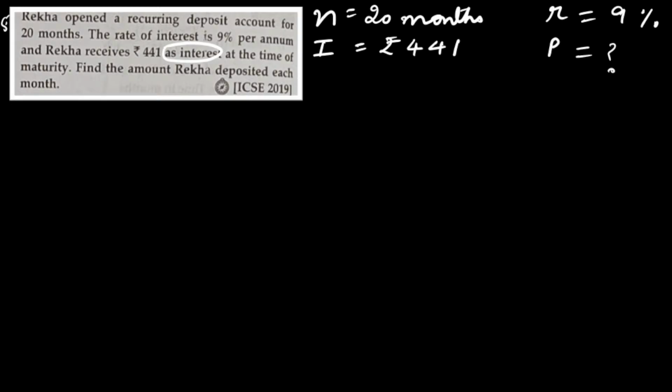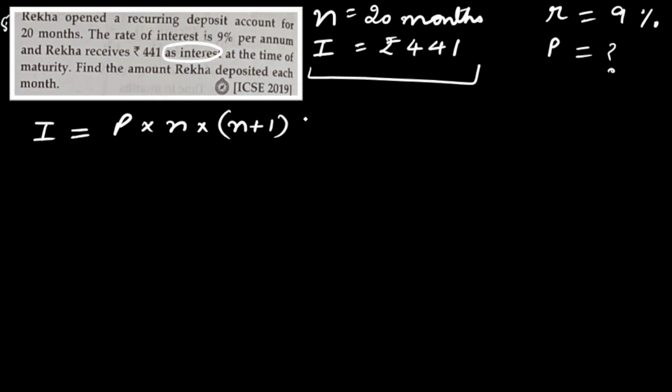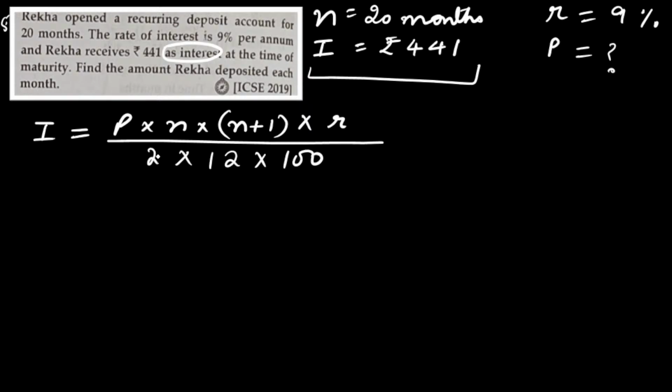So which formula we should use now? We can make use of the formula of interest, because interest is given to us. Here MV is not given to us, so we are not using the MV formula. So interest is P into n into n plus 1 into R by 2 into 12 into 100. So let's substitute all the values now.